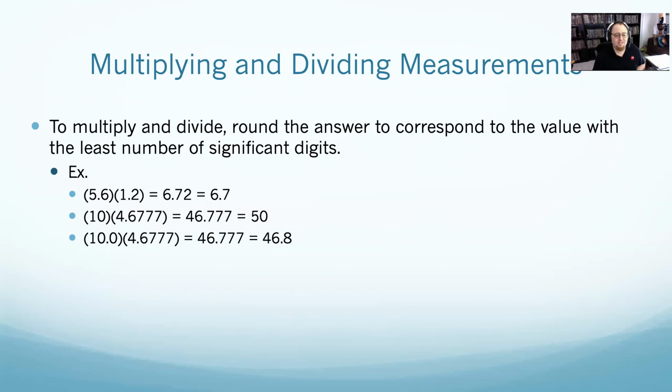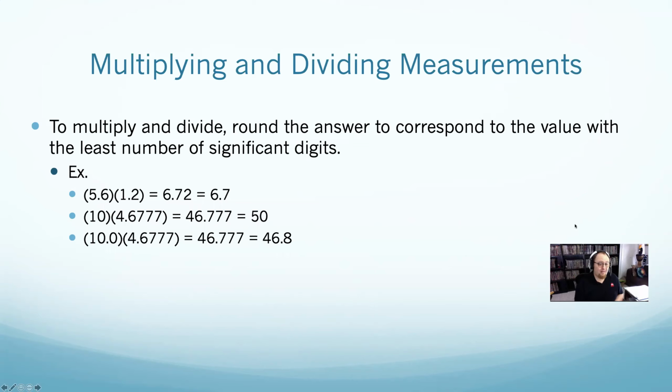10 times 4.6777. 10 has 1 significant digit. 4.6777 has 5. What is less than 5? I round my answer to 1 significant digit. 10.0 times 4.6777. 10.0 has 3 significant digits. I round my answer to 3 significant digits.